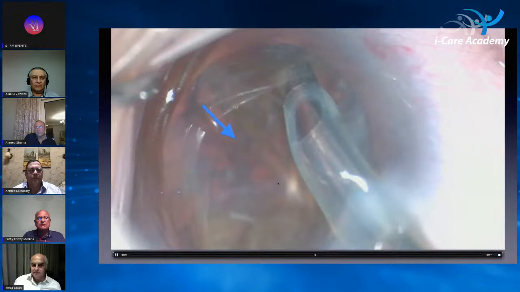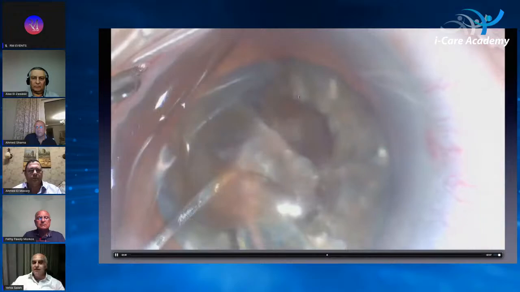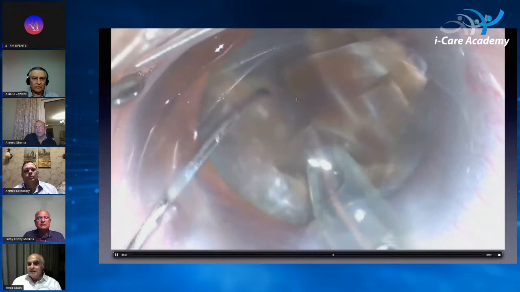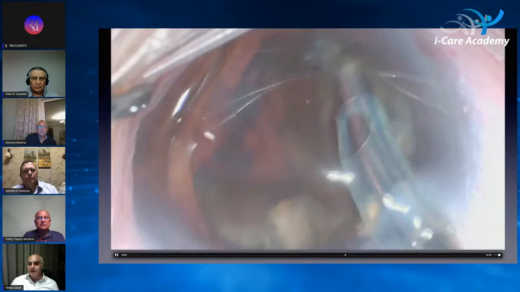You see? And I'm not putting any pressure on the zonules, because actually I'm pushing towards the zonules, not away from the zonules. At this point, the power is 30%. Vacuum is 450 millimeters of mercury. And you help with the chopper to cut the nucleus into smaller and smaller pieces.